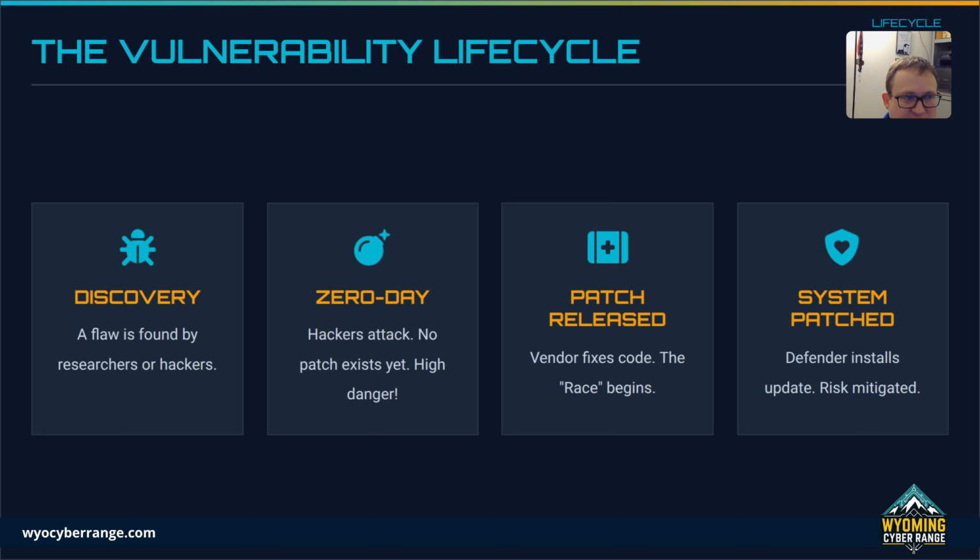So once a patch is released, the vendor will then fix the code and the race begins immediately for us to patch the system. Once we patch the system, we need to update and, well, hopefully the risk is finally mitigated. Your goal is to shorten the time between steps 3 and 4 as much as possible. And if the bad guys find the discovery before the patch is released, well, that's even worse because we may not even know about it until the 0 day gets announced.